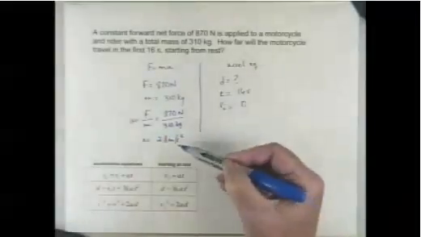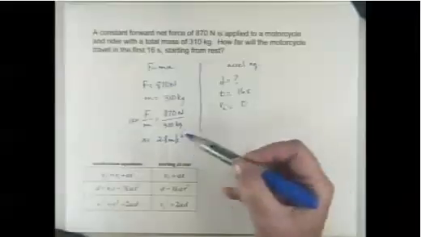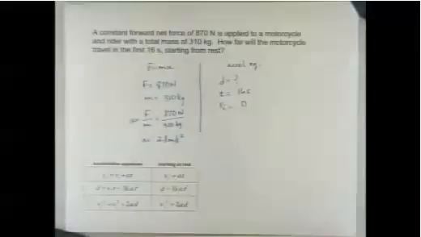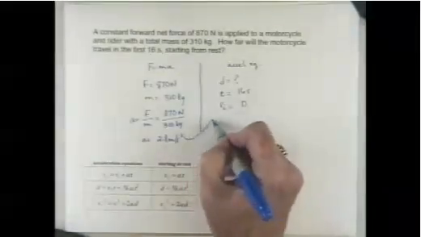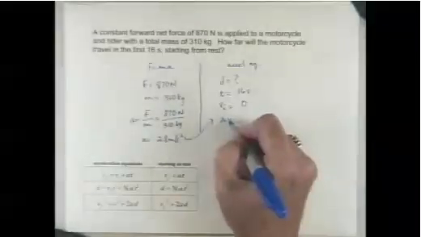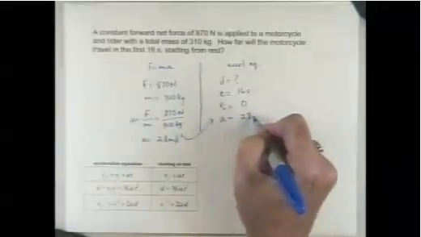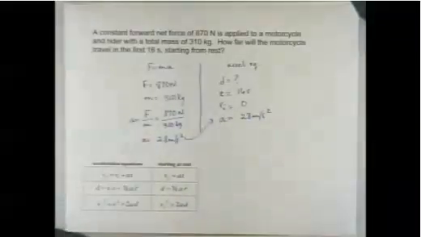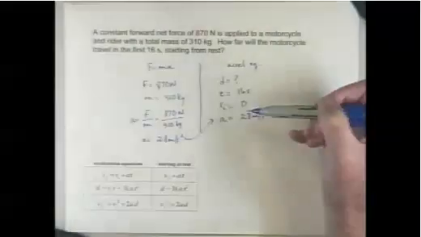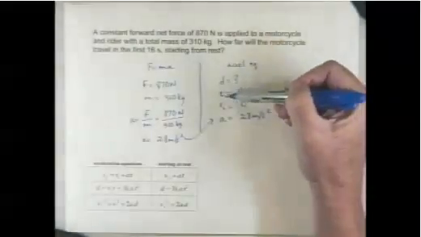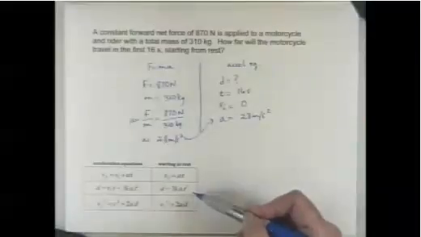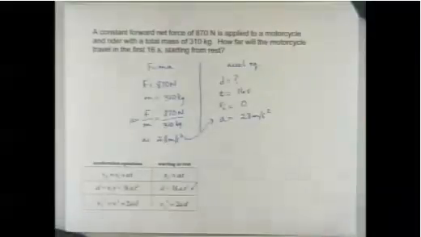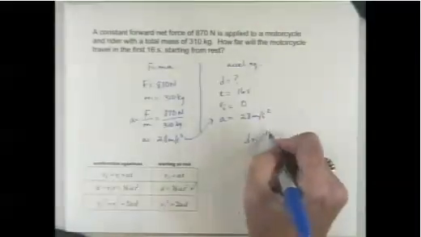Just because you have an answer, don't think you're finished. We want to solve for how far the motorcycle will travel. So we'll simply put the value of A over here. Now we want an equation starting from rest that involves D, T, and A. And you should recognize that it's equation number 2 and that we don't even have to rearrange.